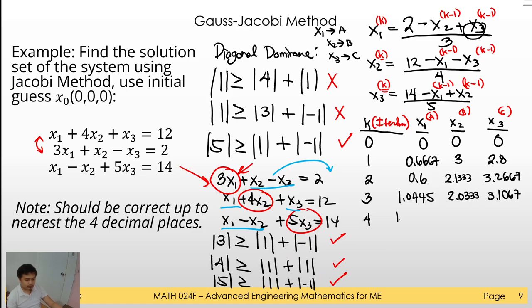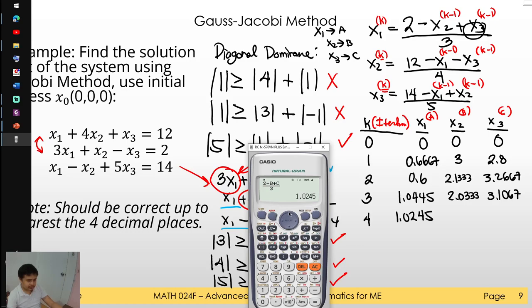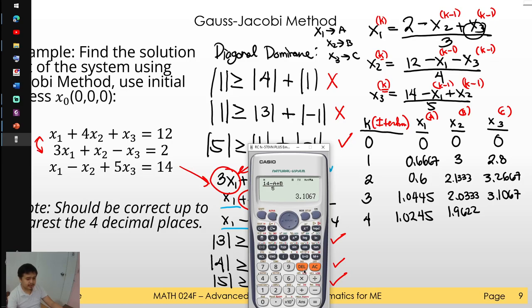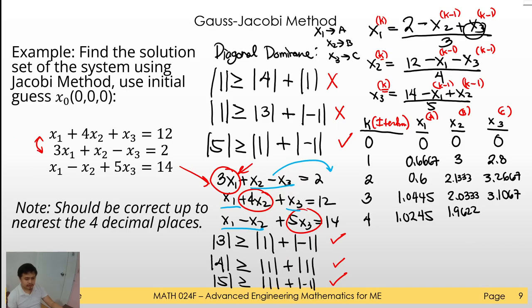Next one, so 12 and then 1.0445, and then C is 3.1067. So 1.9622. Repeat this again. So we have for 14. So calculate. A is 1.0. Okay, it is already input pala, no? And then 2.0033. So we have 2.9978.